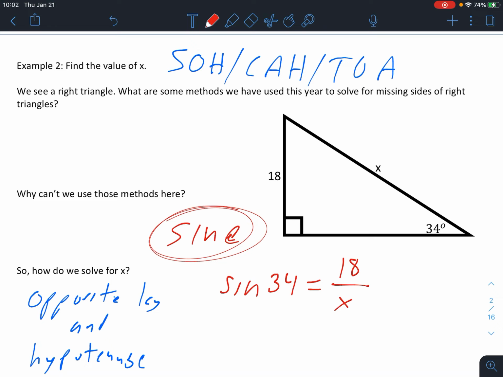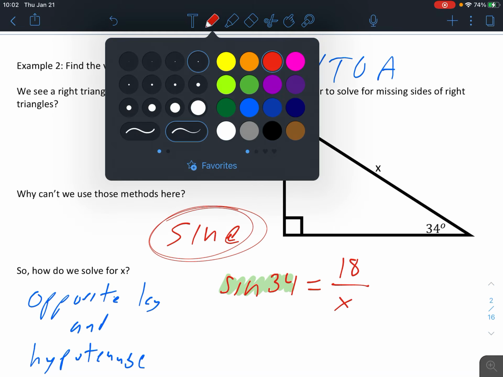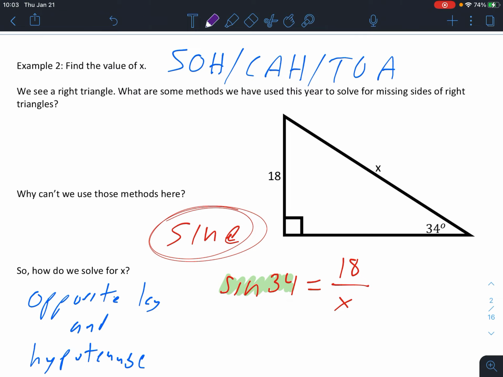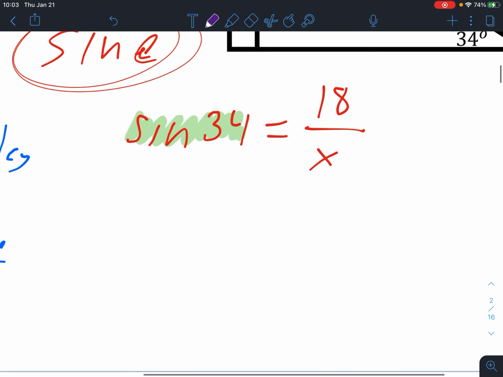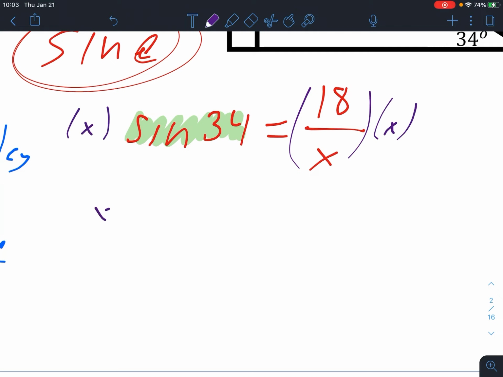Okay, important note here. Sine and 34 are best friends. They are inseparable. They cannot go anywhere without each other. So don't let them leave each other's sides. To solve this, we're going to start by multiplying both sides by x. That gives me on the left side x sine 34. On the right side, these x's cancel out, and I'm left with 18.